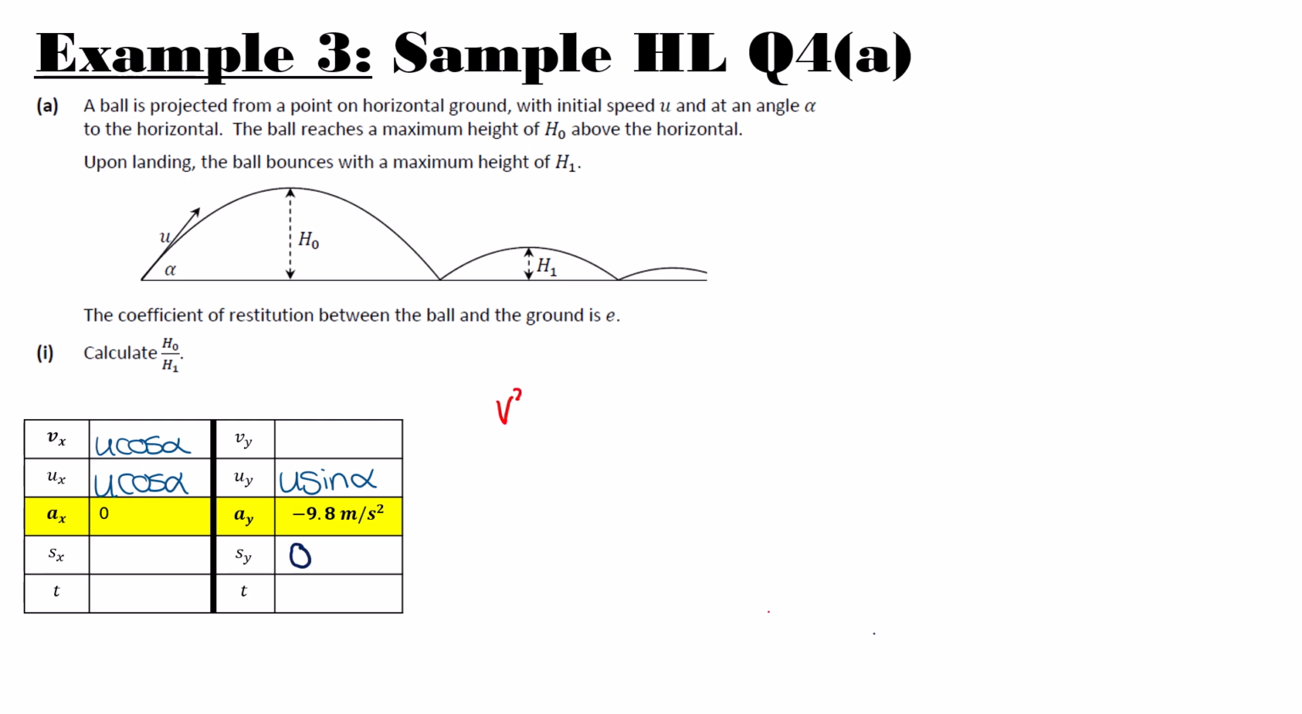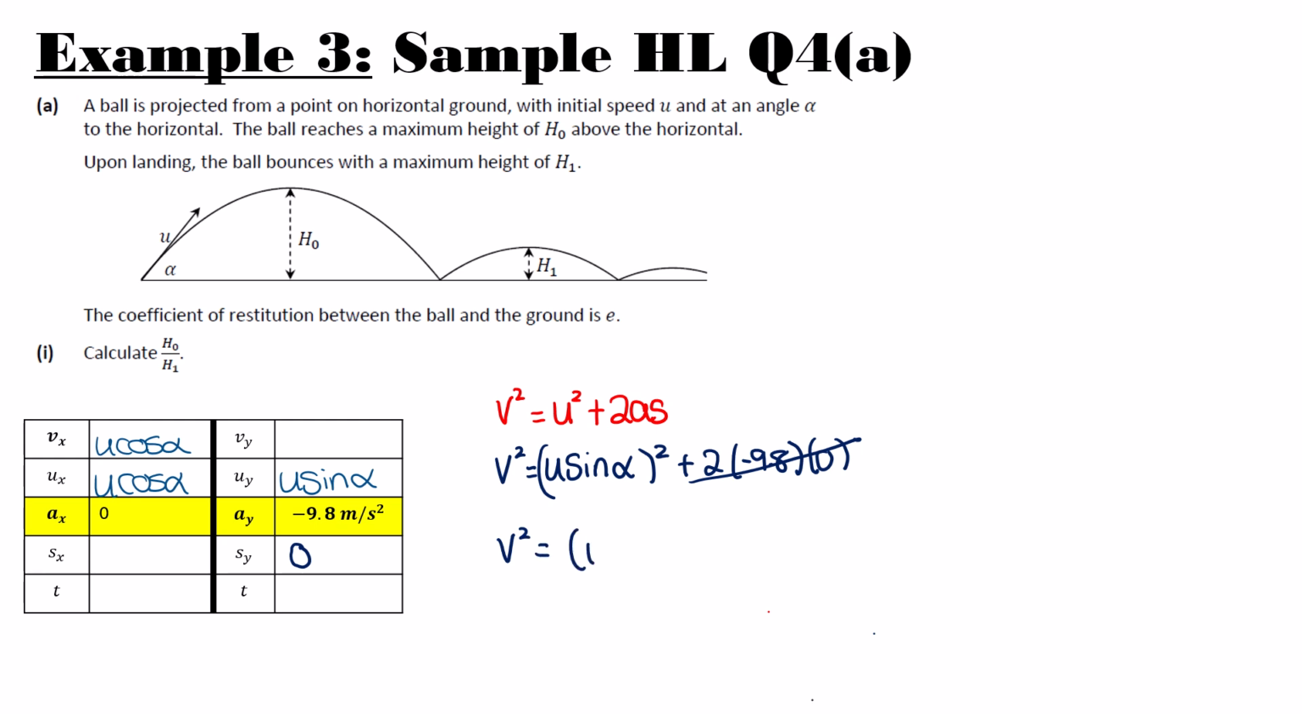So we're going to do v squared equals u squared plus 2as. We need to take care with this formula, because when we work with it, we're going to have a square. So you're going to see what happens. Plus 2 times minus 9.8 times 0, which disappears. So we get v squared is equal to, I'm actually going to leave it as a bracket squared.